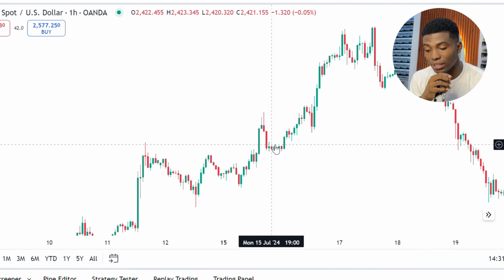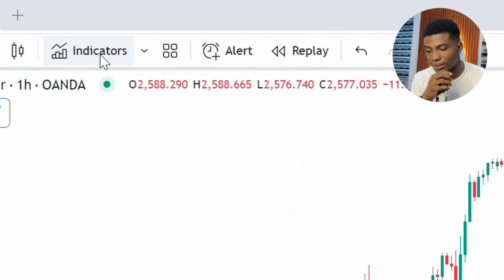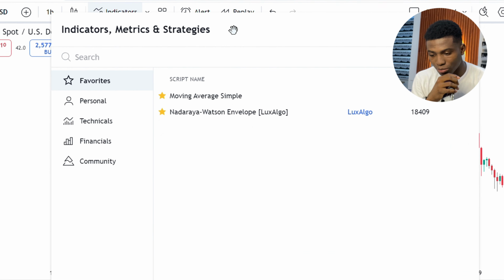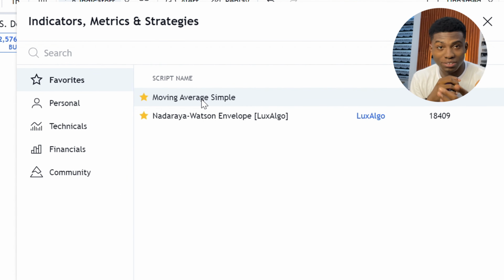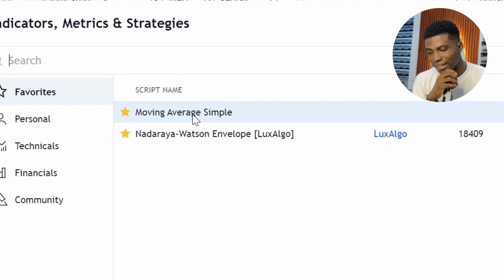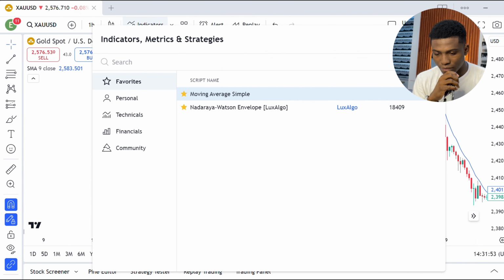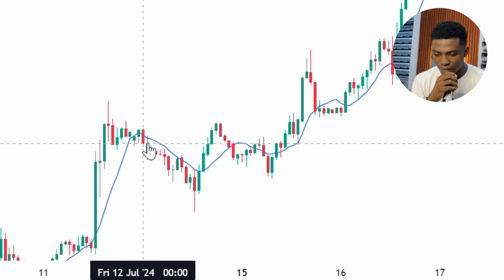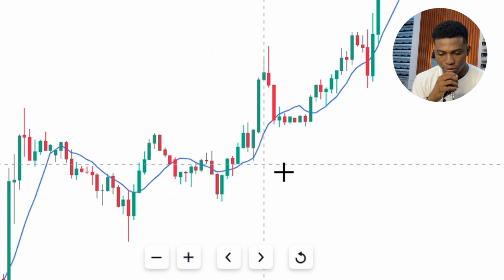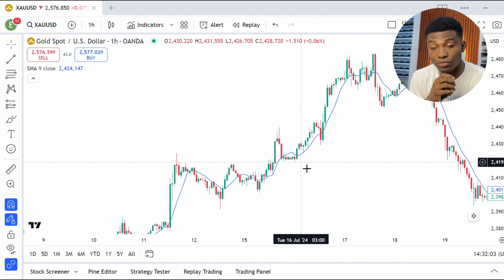Now if you want to add moving averages on here, what you can just do is tap on indicators, right? Then search moving averages, and as you can see right here, I have this in my favorites: moving average, finding trends, simple. So I'm going to add that in. And yeah, this is how the moving average looks. It's this line that you're seeing right here that moves, comes up. That's basically the moving average.